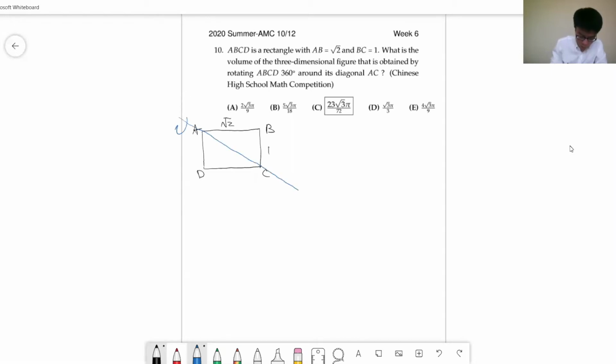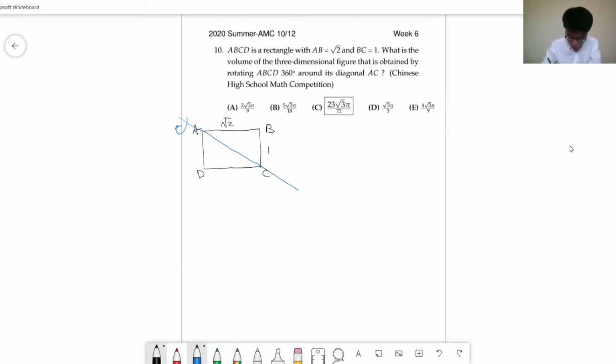We rotate this along its diagonal AC. So we get some 3D object, a 3D solid. We want to calculate this solid's volume, okay? All right, let me first try to draw this picture, and you have some intuition, okay?